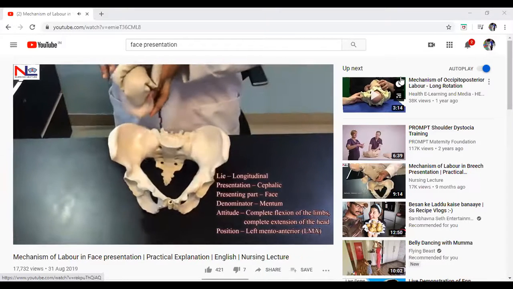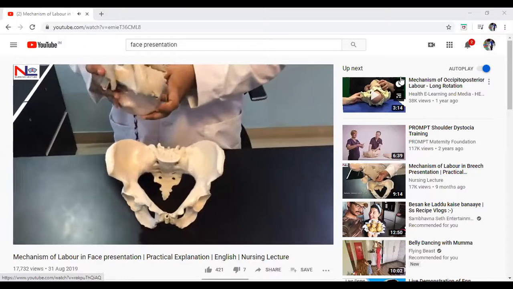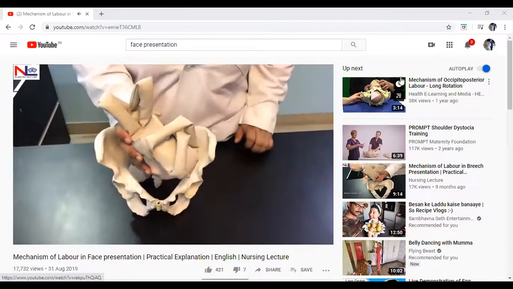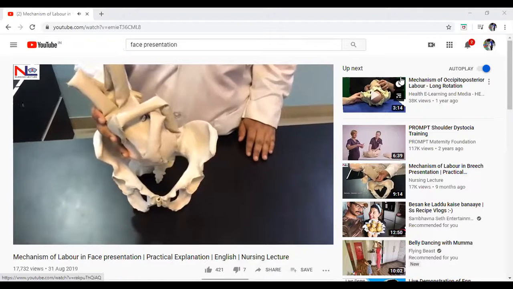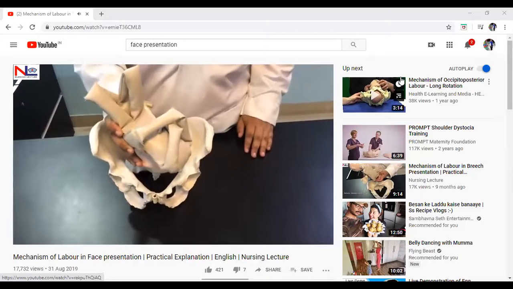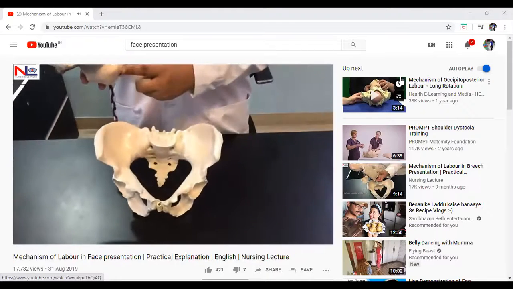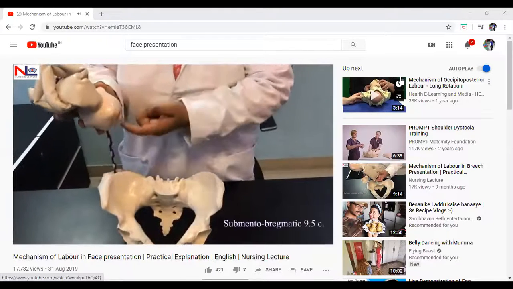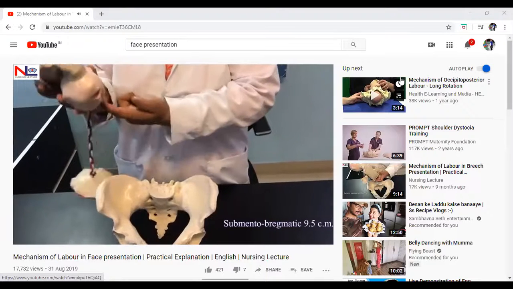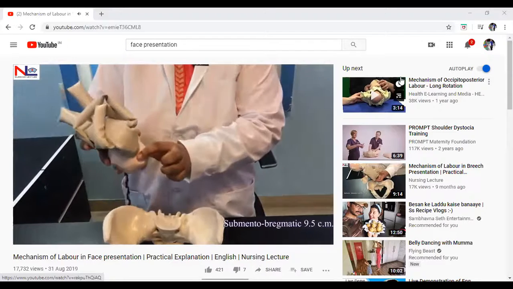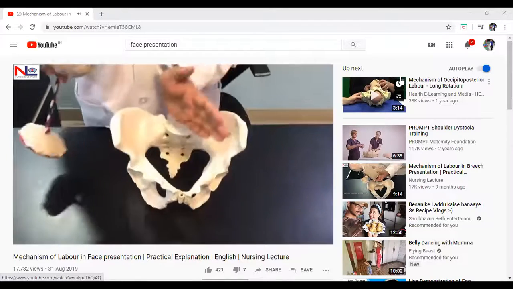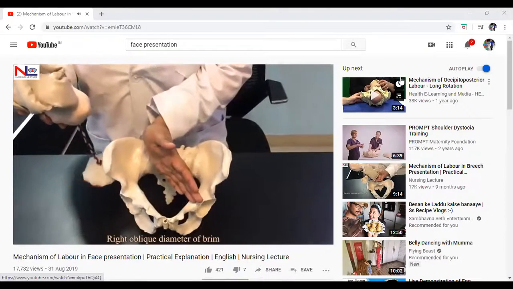Here I will show the mechanism on the anterior aspect, and the common position is left mento-anterior, and these movements are similar to those in occipito-anterior. So the first step is engagement. The engaging diameter of the fetal head is submentobregmatic. It starts from below the mentum or chin till the bregma, and it is about 9.5 centimeter, and it engages in the right oblique diameter of the pelvic brim.